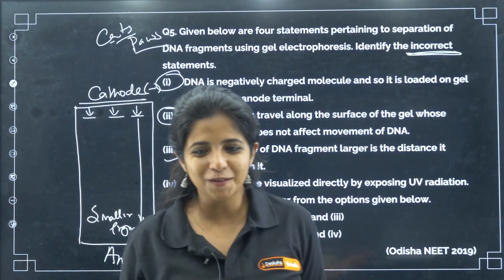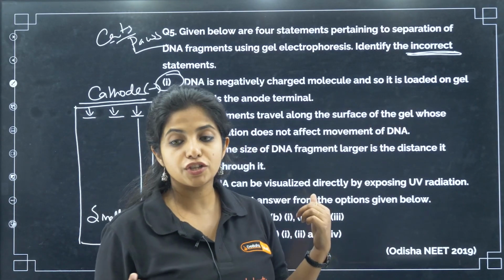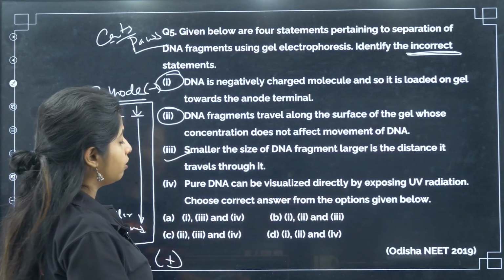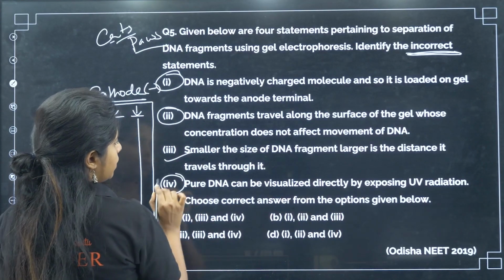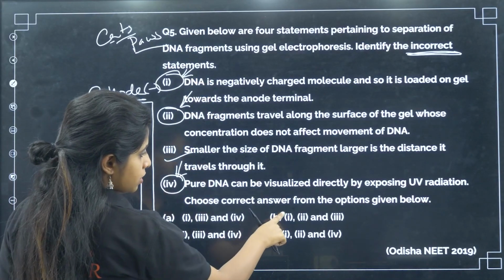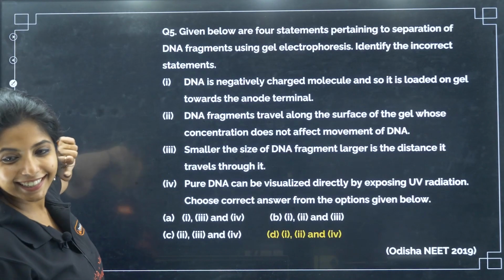Now, pure DNA can be visualized directly by exposing UV radiation. What about ethidium bromide? What is it doing? You need a stain to visualize it, right? You cannot visualize it directly by exposing it to UV radiation. So this would be a wrong statement again. So I have got 1, 2 and 4th one as wrong. This one would be your answer.